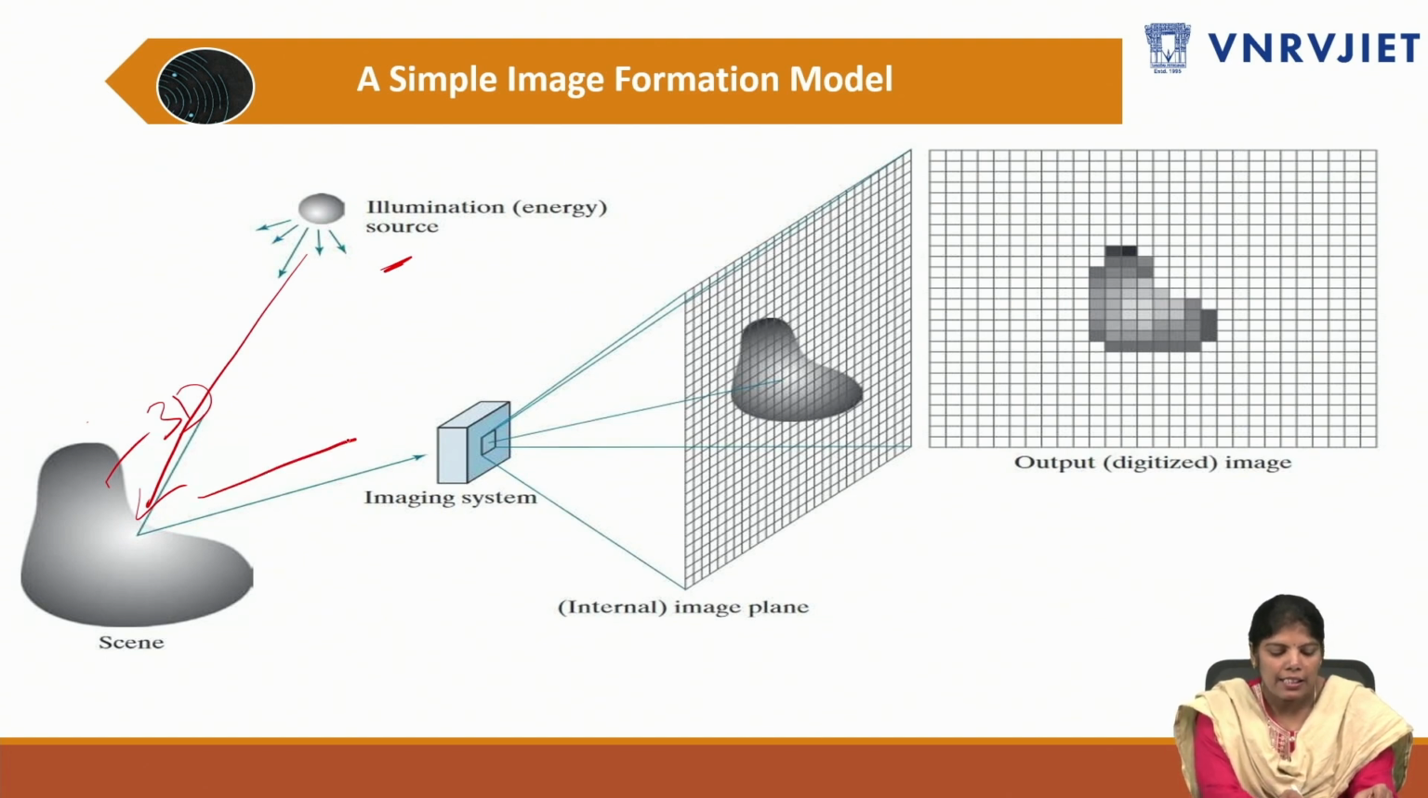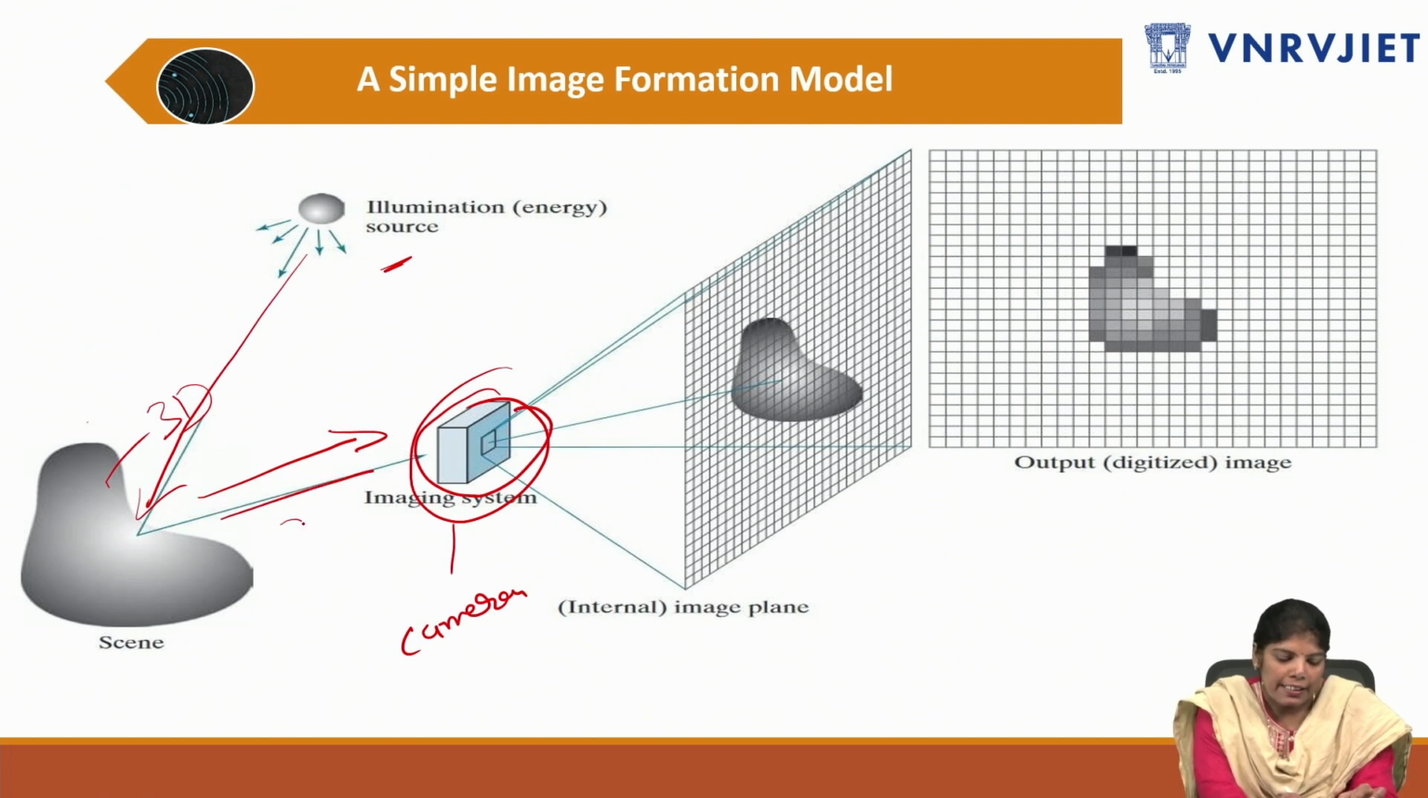That reflected rays will be captured by an imaging system. The imaging system may be a camera or any image capturing device. So this imaging system will capture this scene, and this scene will be converted into a digitized format. This imaging system will map the reflected rays to different levels of voltage. It will map the voltages.